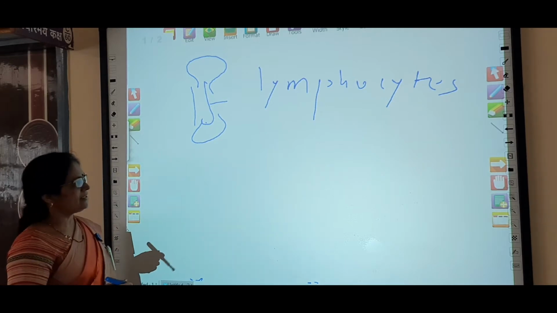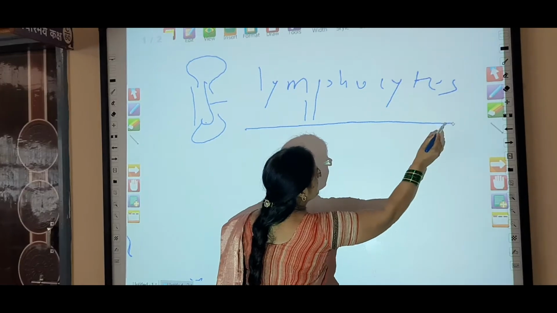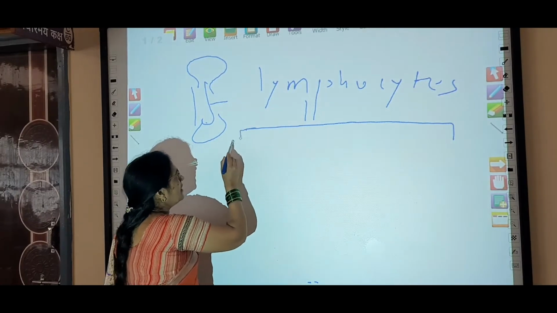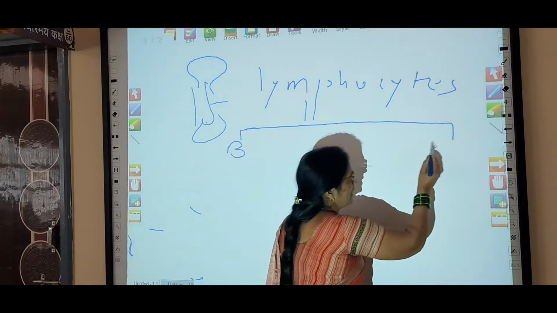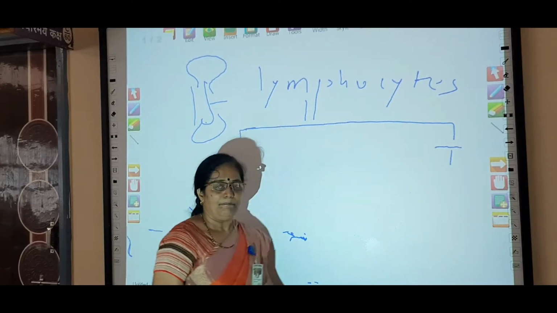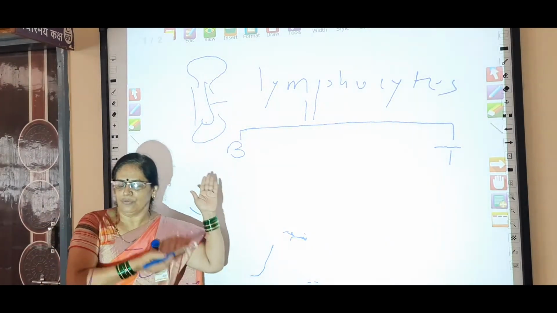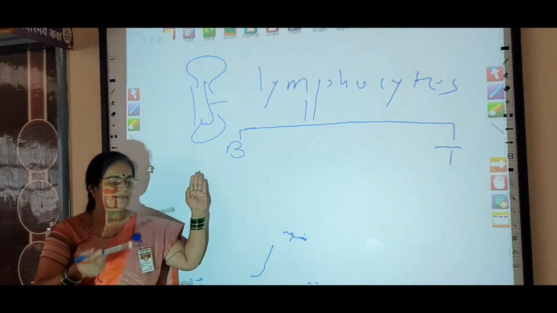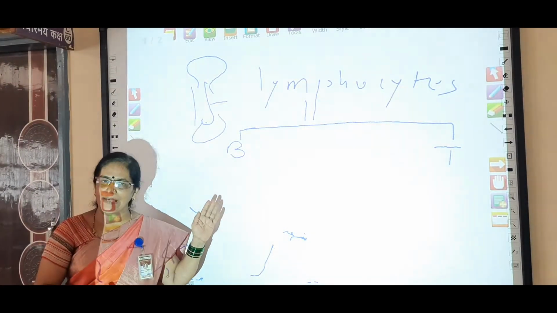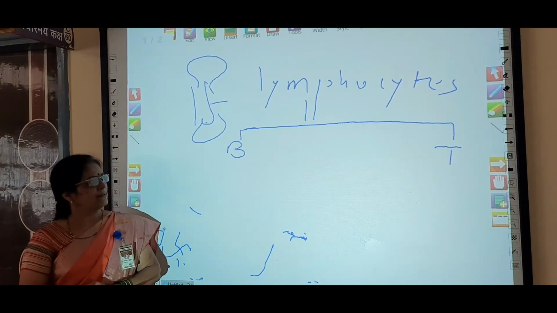There are two types of lymphocytes: B lymphocytes and T lymphocytes. B lymphocytes means the lymphocytes which remain in the bone marrow. That is, they are produced in the bone marrow as well as they remain in the bone marrow and then they mature. That's why it is called the B lymphocytes.